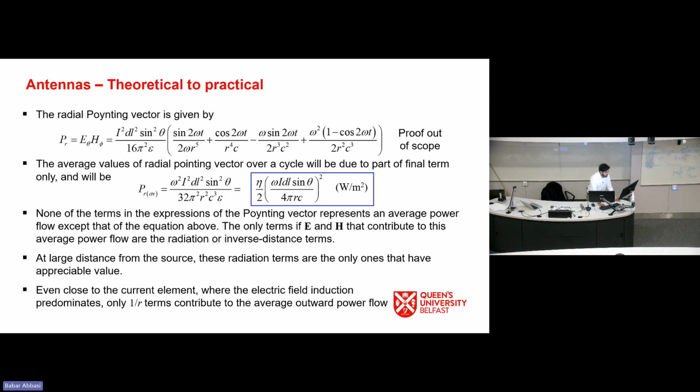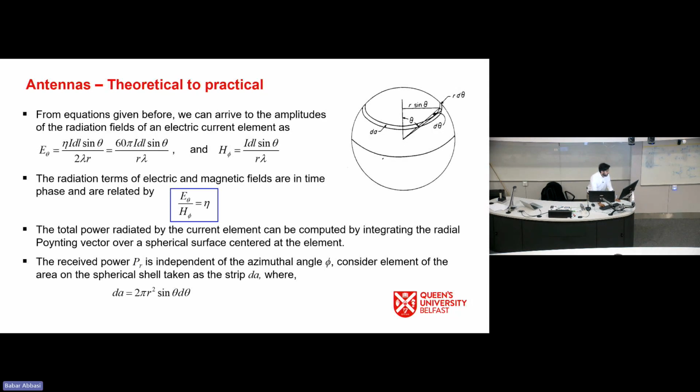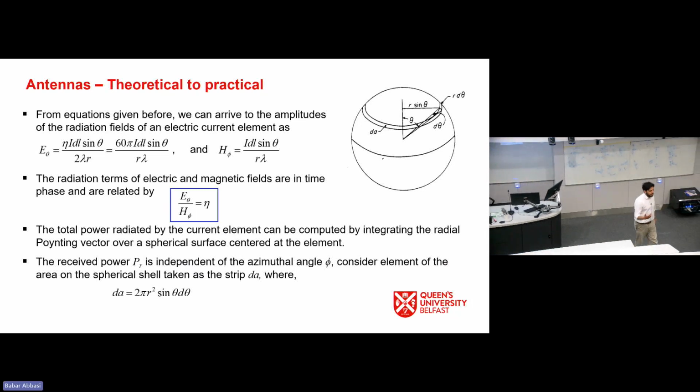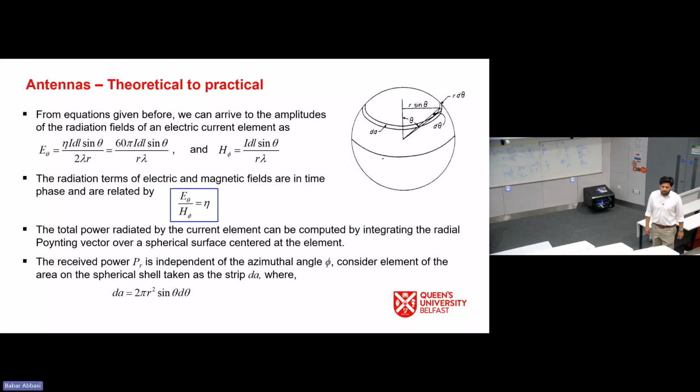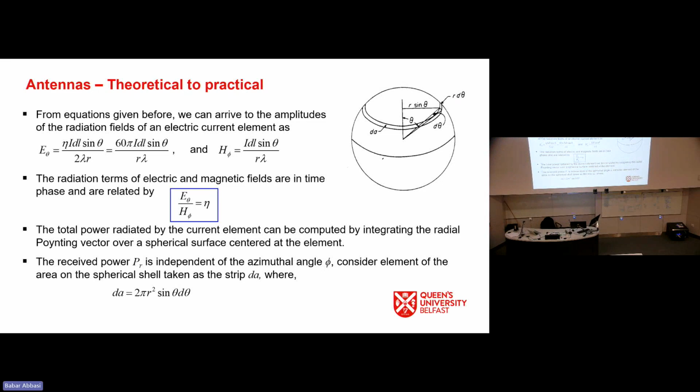So P is given, and we know that P is related to E theta and H phi. And just to cross verify that what we have done makes sense, if we calculate E theta using the equations above, and if we calculate H phi using the equations above, we will get eta, or almost get eta. So this is a cross verification of our analysis being correct: if we take a ratio of E theta and H phi, we will get the impedance of free space. That is 377.